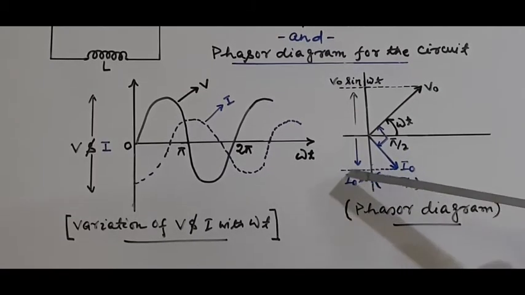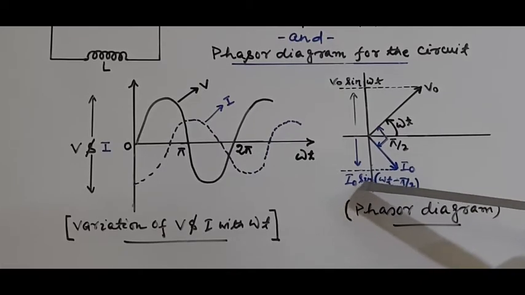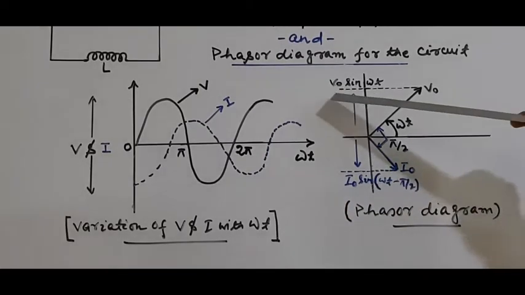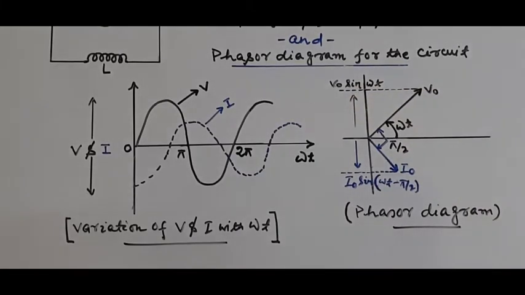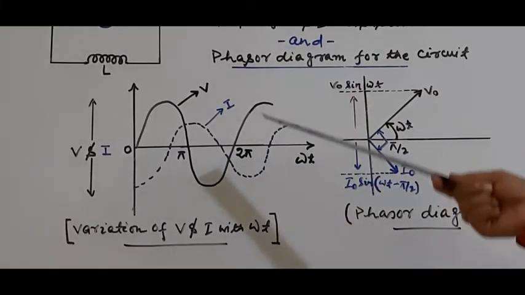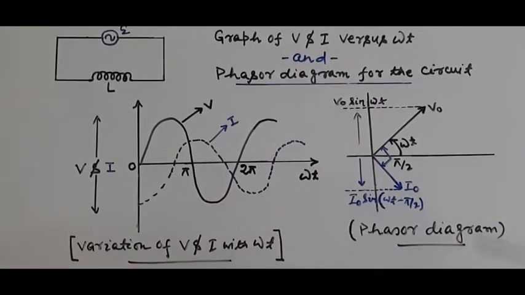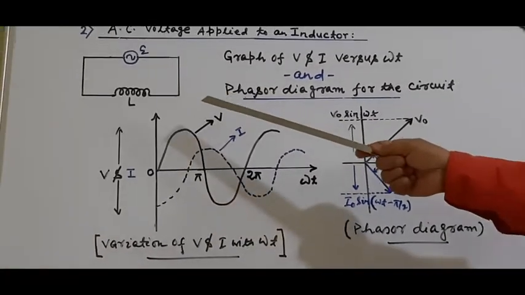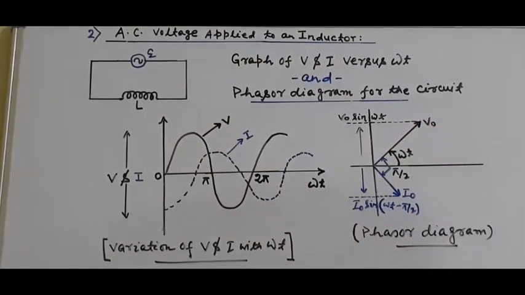So this represents the instantaneous current I naught sine omega t minus pi by 2, and this represents the instantaneous voltage V naught sine omega t. So I hope with this figure the variations of V and I with omega t and the phasor diagram for the circuit containing L, meaning an inductor with the AC source, is clear.